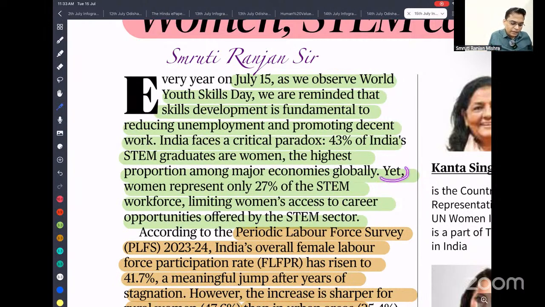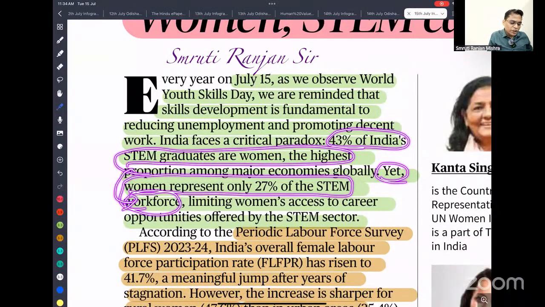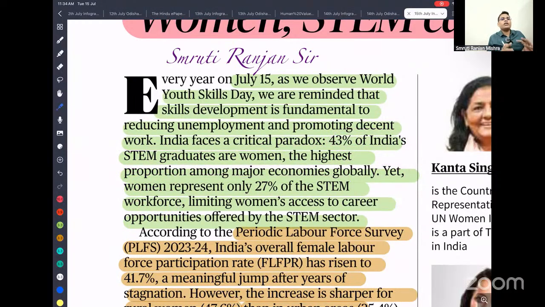So yet women represent only 23% of the STEM workforce. Though we have a higher number of women graduating, workforce participation is very low. That means our working environment is not attuned to, not in favor of, women because of safety related issues.